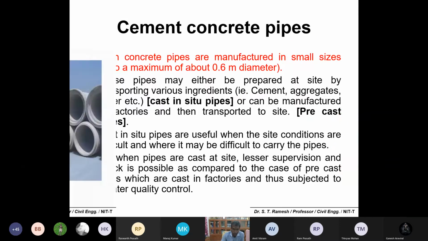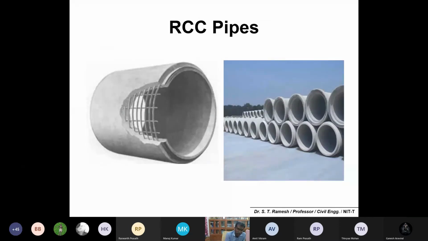Cement concrete pipes. You would have seen these types of pipelines or pipes either lying near the road for implementation, or in some industry or sea pipe. This is cement concrete pipes.